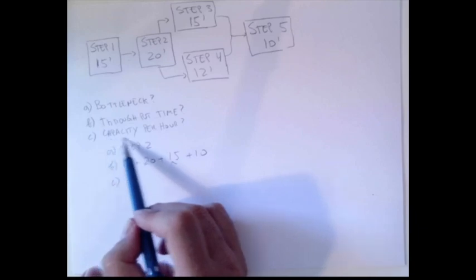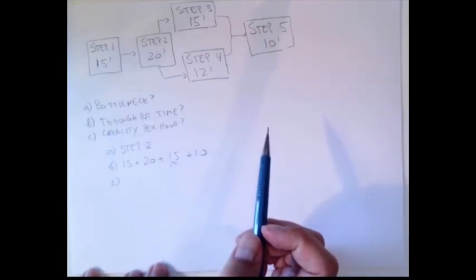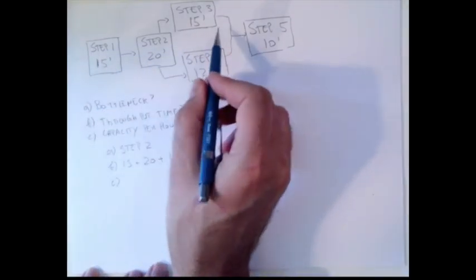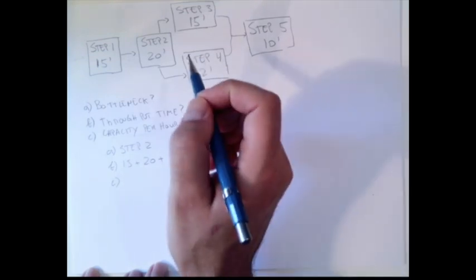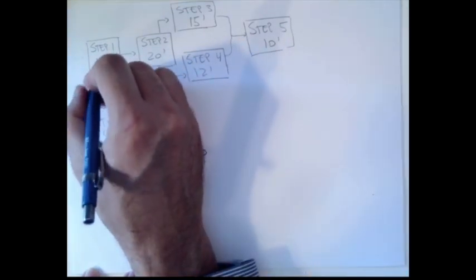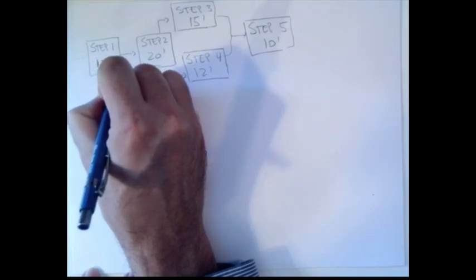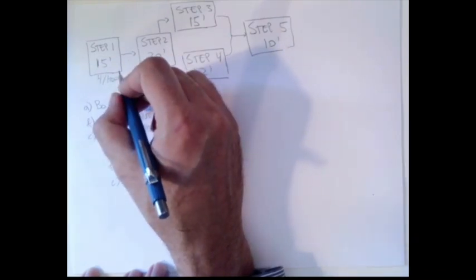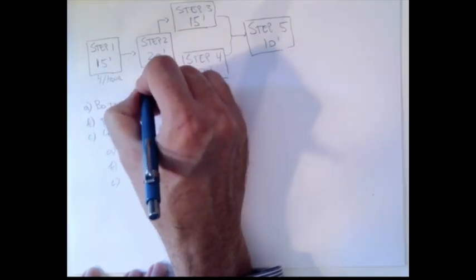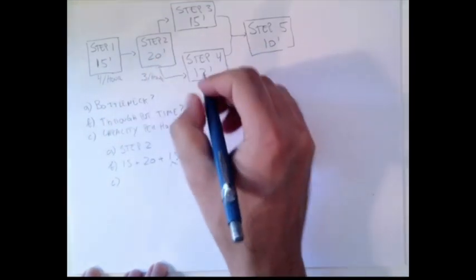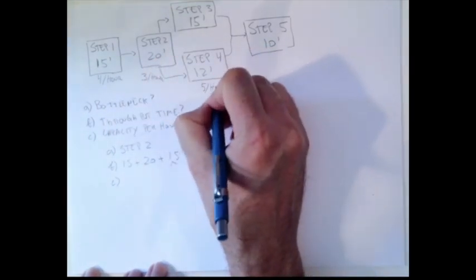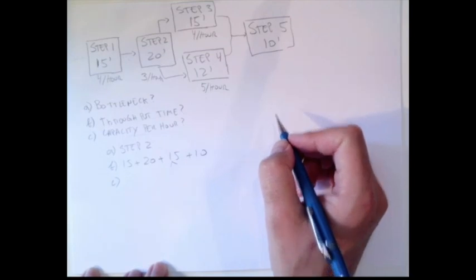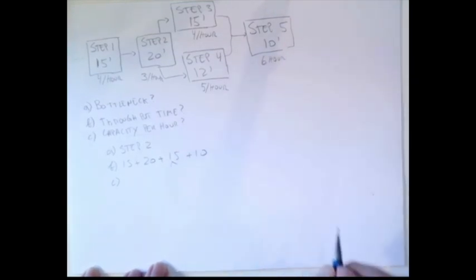And now go to question C. What is the capacity per hour of this whole system? To do that, the easy way is just to calculate the capacity in each step and see which one is the slowest. So this one can do 4 per hour. This one, 15 minutes, and an hour has 60 minutes, by the way. Step 2 is going to be 3 per hour. Step 4 is going to be 5 per hour. Step 3 is going to be 4 per hour. And step 5 is going to be 6 per hour.